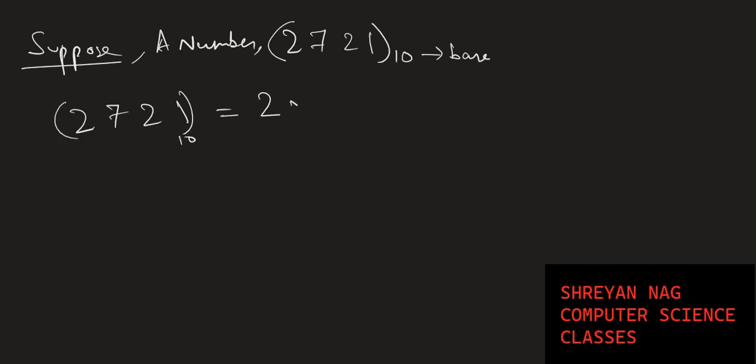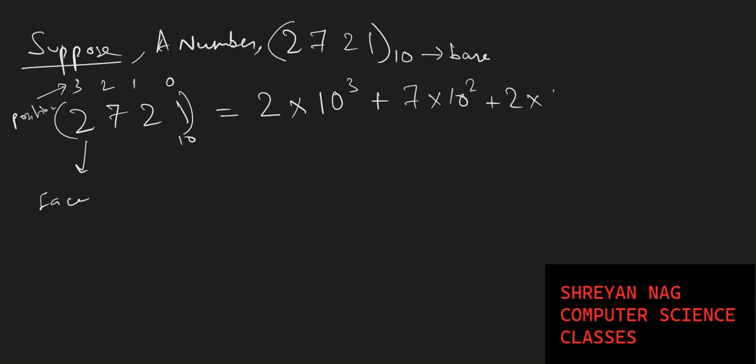So if you count from the very left to right, 0, 1, 2, 3, these are the positions and these are the face values, 2 7 2 1. So 2 is the face value and 3 is the position value. Now if you write it in expanded form, 2 into 10 to the power of 3 plus 7 into 10 to the power of 2 plus 2 into 10 to the power of 1 plus 1 into 10 to the power of 0. This is the face value and this is the position value.